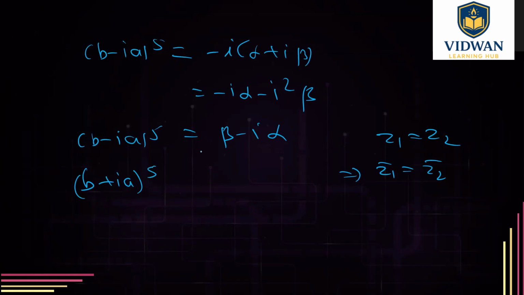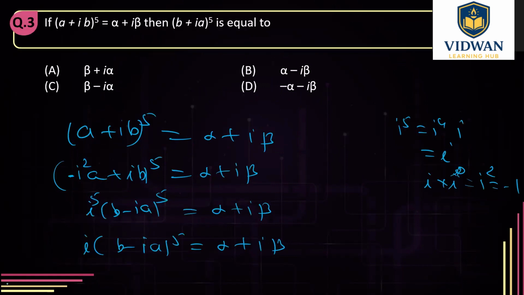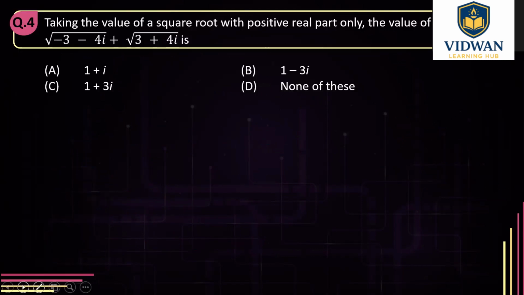Whether power 5 is there or not, it's still applicable. And you can apply conjugate, you'll get beta plus I alpha. So the required value is beta plus I alpha. That is, first option is the right answer. Okay. Right. Let's move on to the next question.